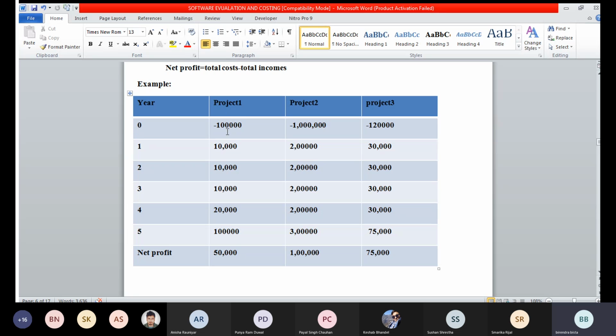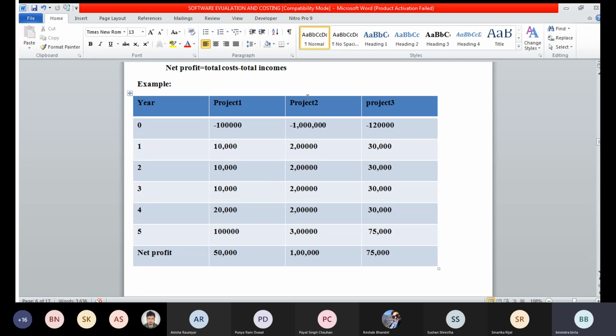So for project 1, the investment is 100,000. For project 2, it's 1 million, and for project 3, the investment is 120,000. So after that, for year 1, 2, 3, 4, 5, these are the income that I'm getting from project 1. This is the income that I'm getting from project 2, and this is the income I'm getting from project 3. So last net profit value चाहिँ कसरी आइरहेछ भन्देखि, I sum up all the value from 1 to 5. That is the income that I'm getting from the project, and finally subtract that value with the value at year 0, because that is the investment. होइन त? Because that is the investment.